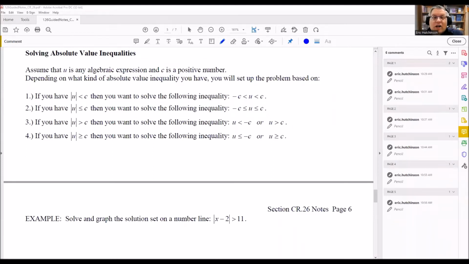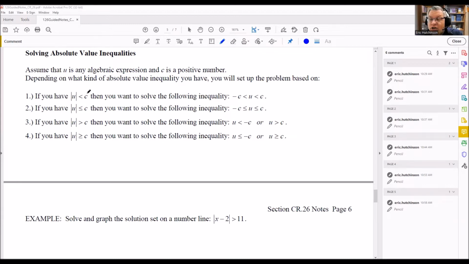When solving absolute value inequalities, the equation that you set up is determined by the format that the original problem is in. So if you take a look at these four different cases, it tells you how you're going to set up your equation based on what the original equation looks like.